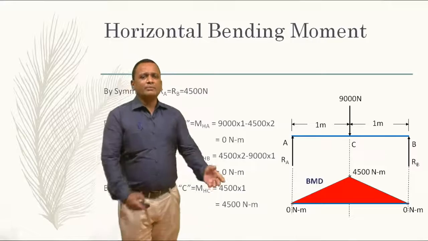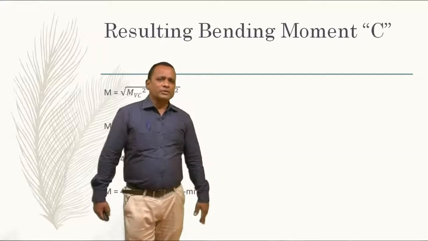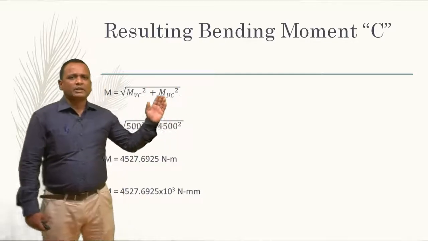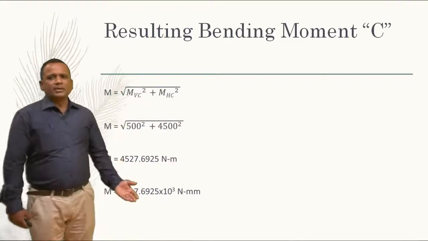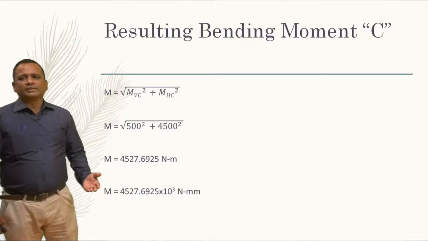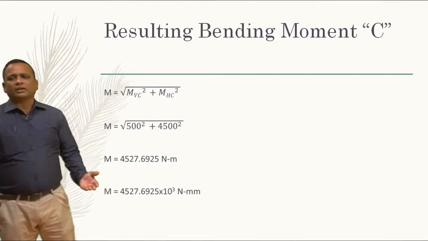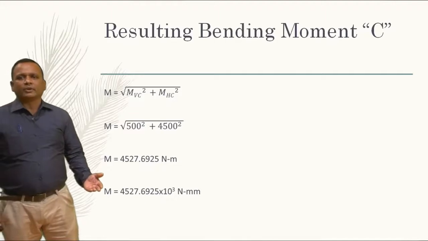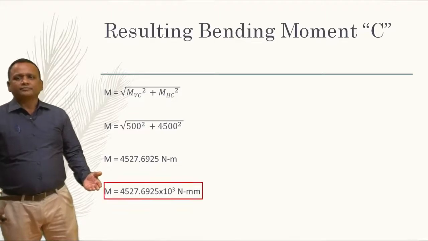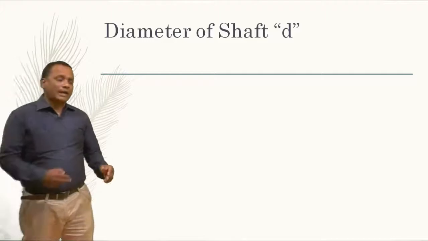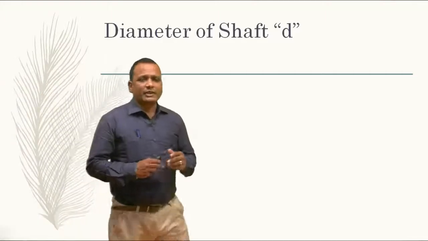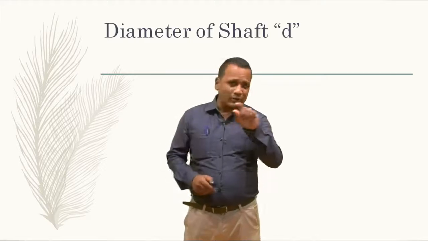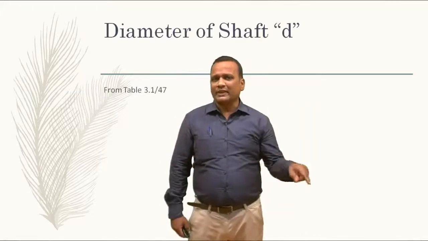Now you need to find the resultant bending moment. We know one is the horizontal bending moment and the other is the vertical bending moment. The resultant of these would be somewhere like this, which is around 4,527.6925 into 10 to the power of 3 Newton meter. Further, you have to find the diameter of the shaft. As I said initially, the loads are steady. Mark that word, the loads are steady, so that is how it comes into existence.